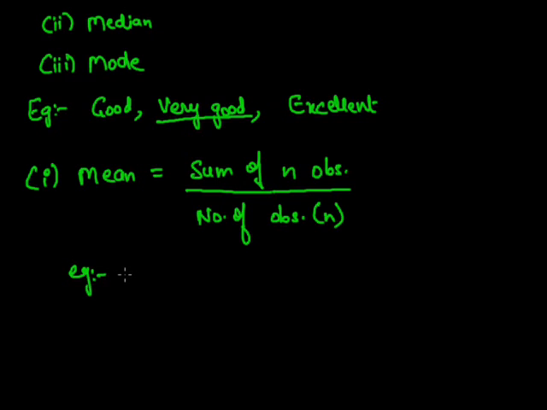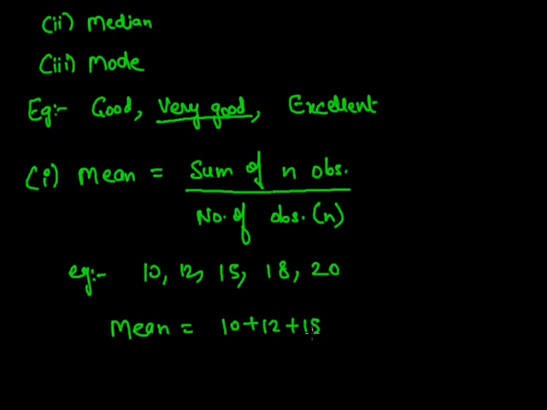Suppose I give the data like, let's say, 10, 12, 15, 18, 20. So suppose this data is given and we need to find out the mean. What we need to do is take the sum of n observations, that is the sum of 10, 12, 15, 18 and 20. So this is the sum of observations. We need to divide the sum by the number of observations. As you can see here, the number of observations is 5. So it means we have to divide it by 5.